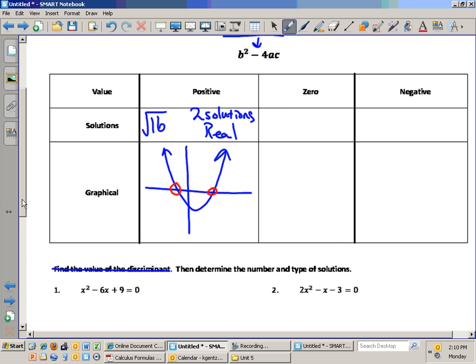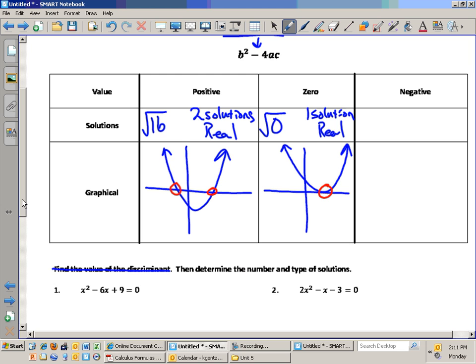Now, if you get a 0 underneath the square root sign, what's the square root of 0? And so there's only one result. So you have one solution that is real. And if you draw the graph, it would just touch tangent at one spot and bounce up. So that is your one solution that you have.